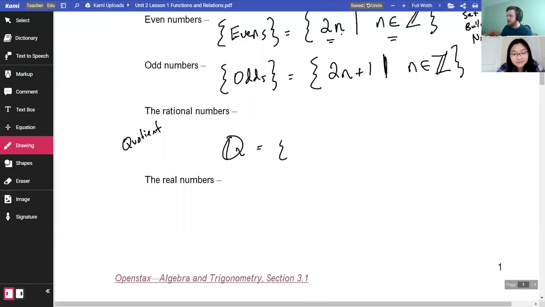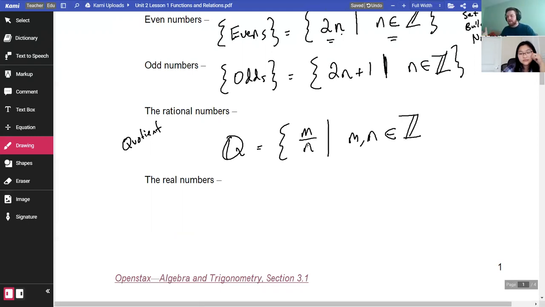What's that going to be? Well, that's going to be a ratio, right? Rational makes me think ratio. So something over something else. And those two somethings, I think we can just make them integers. So let's go ahead and say that a rational number is any ratio between numbers where those two numbers are integers.